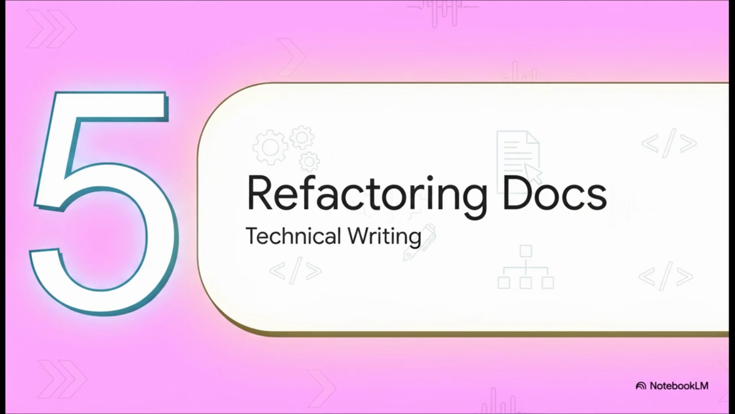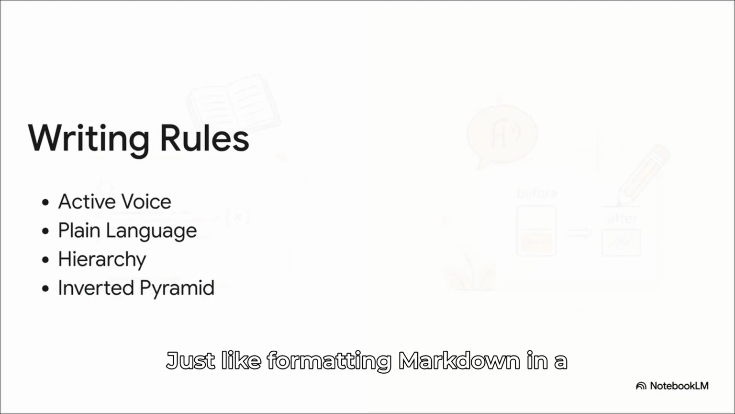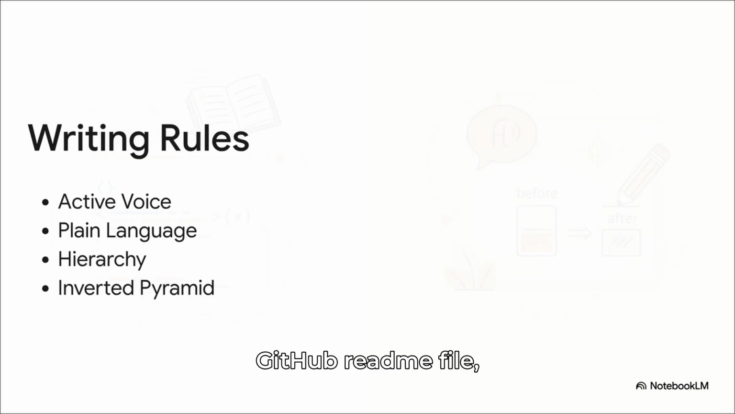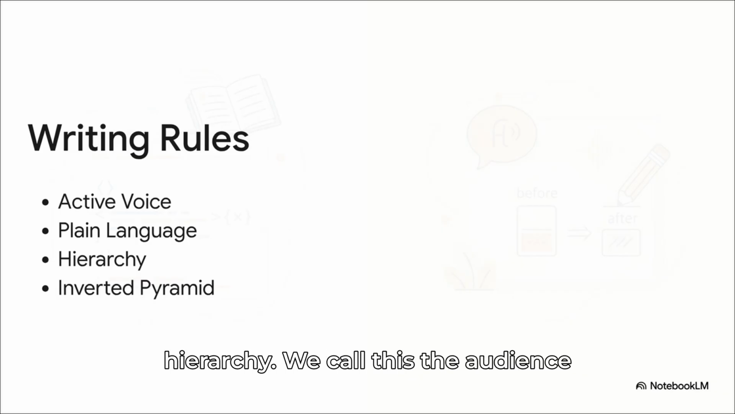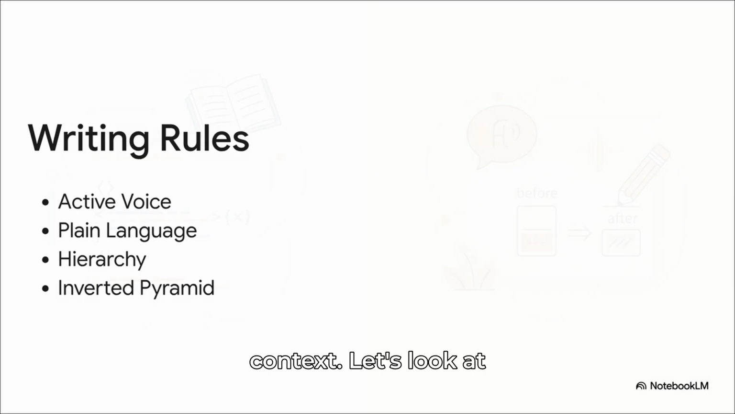Section 5. Refactoring your technical writing. Just like formatting Markdown in a GitHub README file, your writing needs structural hierarchy. We call this the audience-centric approach. You want to use the active voice, stick to plain language, implement a clear visual hierarchy, and use the inverted pyramid. That means you prioritize the solution at the very top. Don't make users read a novel to find the fix. Give them the answer first, then provide the context.